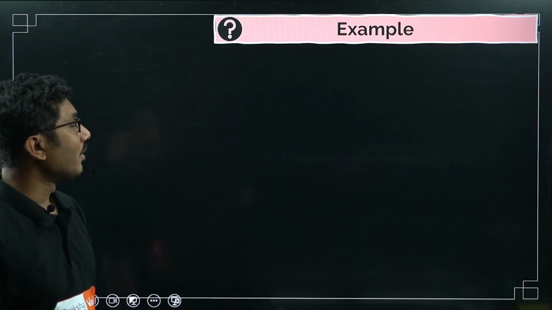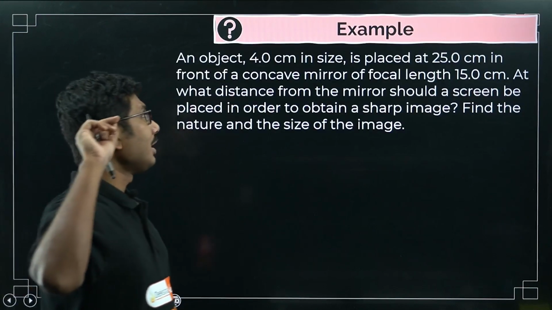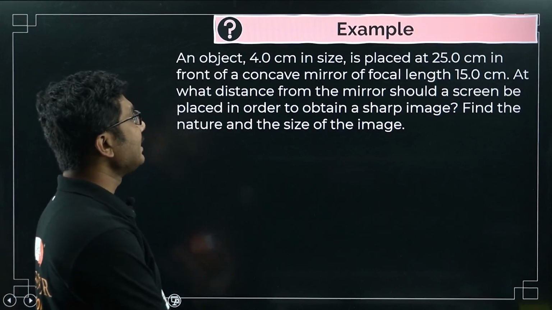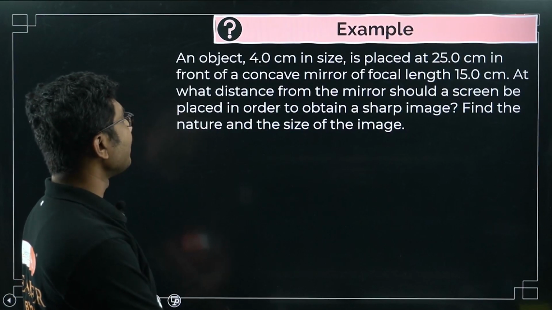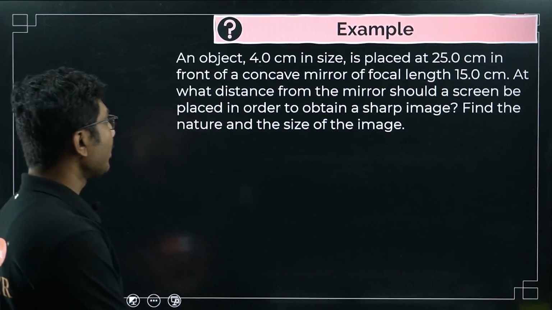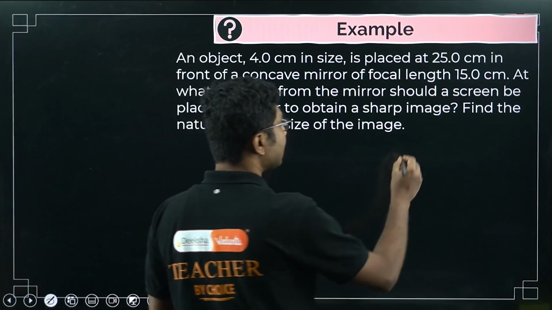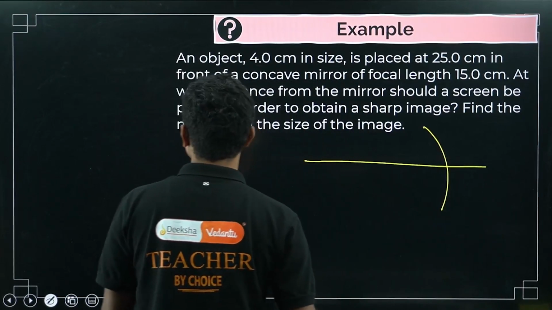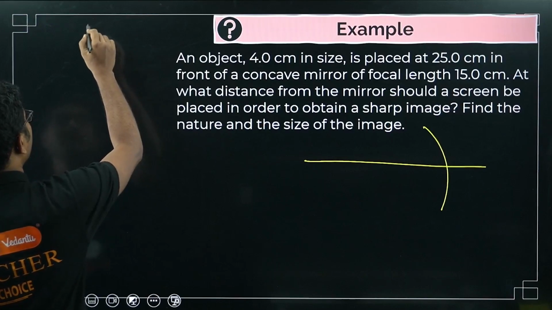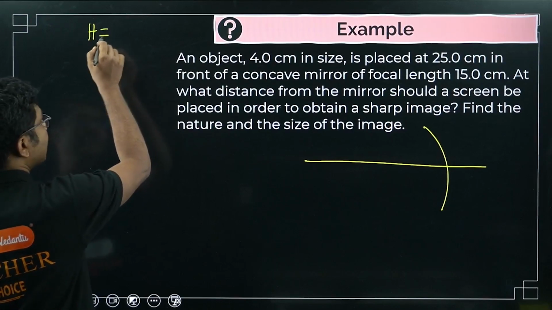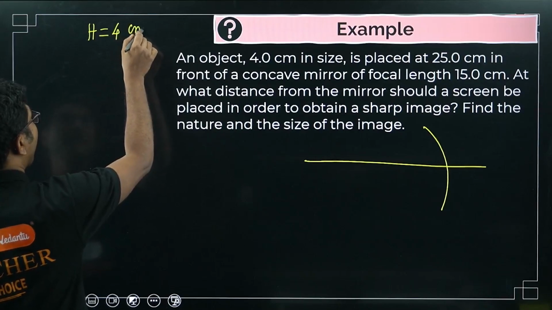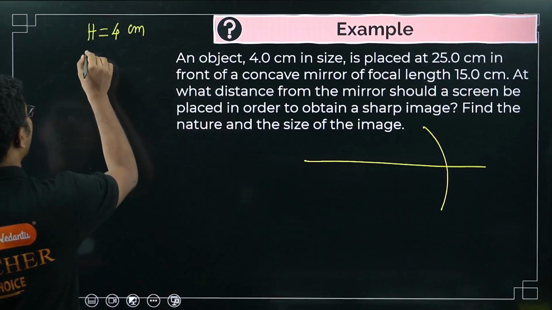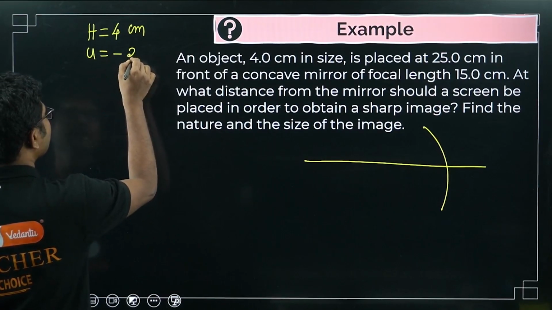Clear? Now let's see one small example. An object 4 cm in size is placed 25 cm in front of a concave mirror. So we can simply draw a concave mirror. The object height is given as 4 cm. It is placed at 25 cm in front of the mirror, so u is equal to minus 25.